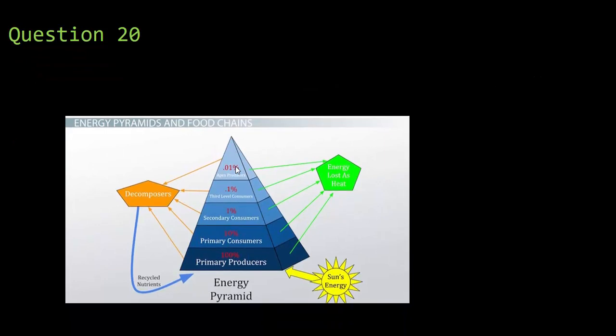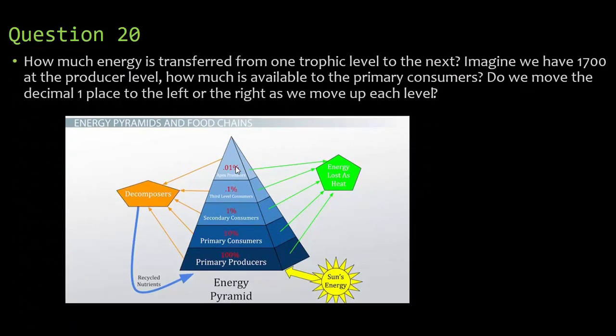So we have an energy pyramid here, and the question is, how much energy is transferred from one trophic level to the next? 10%. Well, what if they give us a set of numbers? We need to know how to use that 10% or calculate 10%. Don't worry, there's no math involved here. There's an easy trick that we're going to go over. So imagine we have 1,700 at the producer level, and we know our primary producers are first. How much is available to the primary consumers? Okay, so we know primary consumers are the first things that eat the primary producer. So it's really asking about, if we have 1,700 at the plant level, how much do the herbivores get?